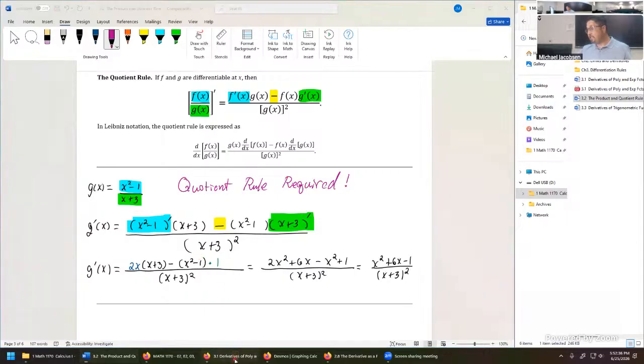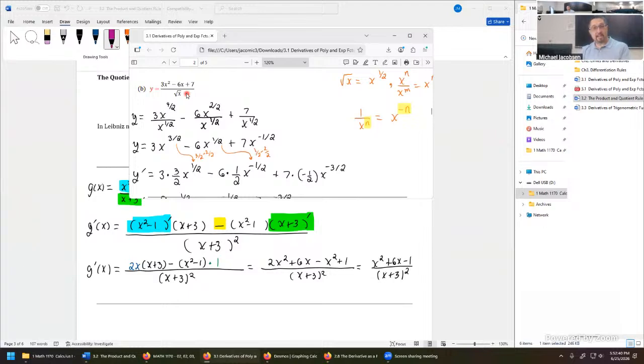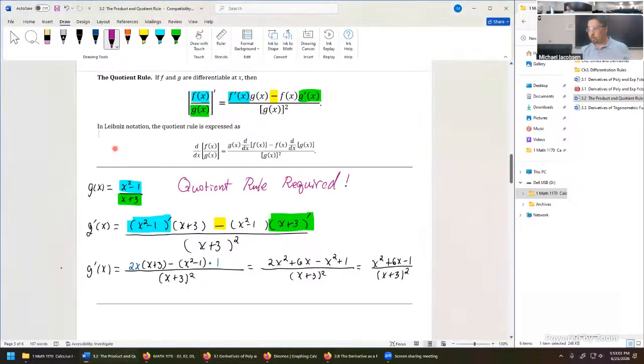If we did something like what we did in section 3.1 along these lines, say 3x squared minus 6x plus 7 divided by the square root of x, you can use the quotient rule on that. But there's only one term in that denominator, and so it was easy to just divide all the terms by it, reduce them down, and then differentiate the result. I think this approach would be faster. But here's another one where the quotient rule should not be used.